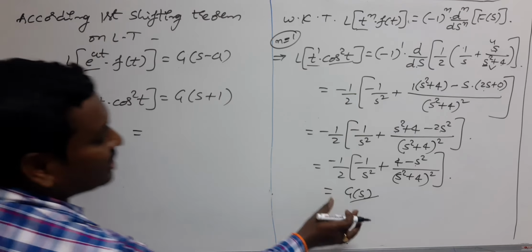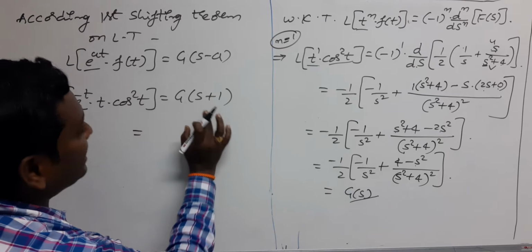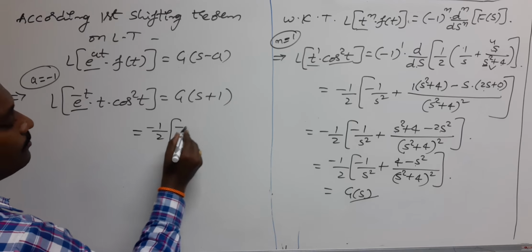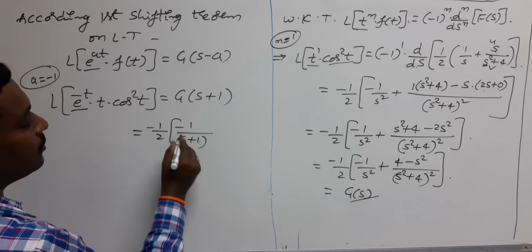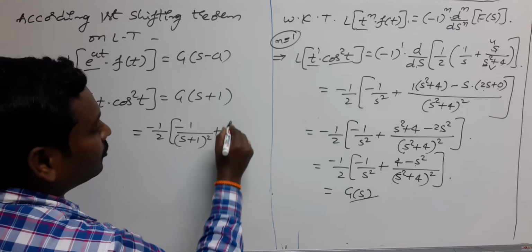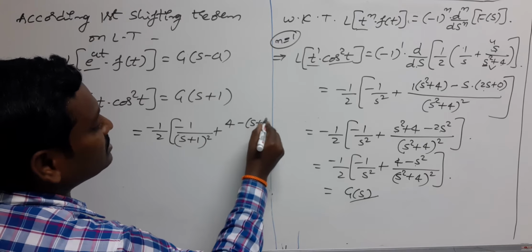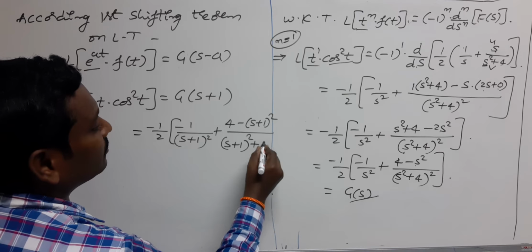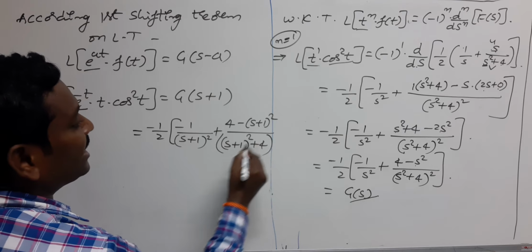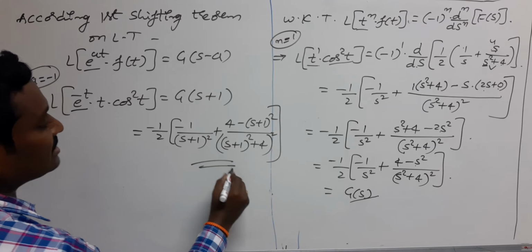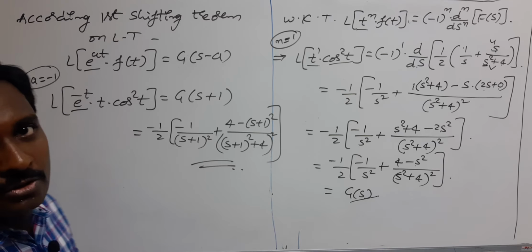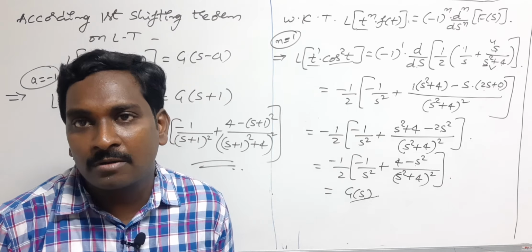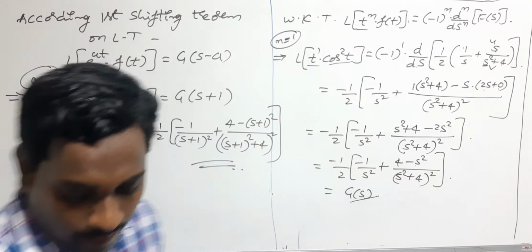So in this G of s, whenever we have s, replace it by s plus 1. So you will get minus 1 by 2 into minus 1 by (s plus 1) whole square plus 4 minus (s plus 1) whole square whole by ((s plus 1) whole square plus 4) whole square. This is the result of the given problem. Students should practice this type of problems, which are very, very important problems. Please see the next problem.